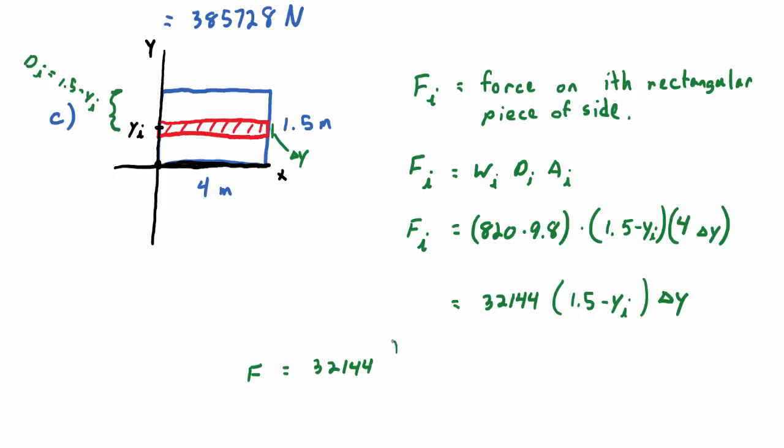32,144. And then what are we going to integrate from? What's the region corresponds with what? 0 to 1.5. And we're integrating over that entire region given by the side of the tank, and we're doing it vertically, right? So it goes on the interval from 0 to a height of 1.5. So 0 to 1.5. And then what goes inside as an integrand? 1.5 minus y. And then dy.